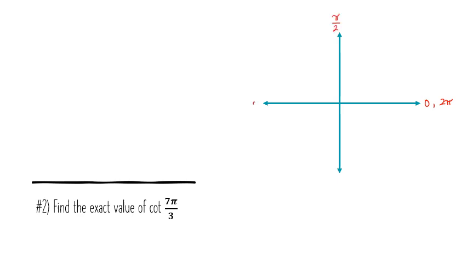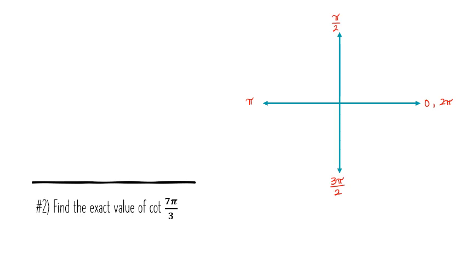Okay, usually this would be 180 degrees, but in radians, that's pi. And again, usually this would be 270 degrees, but in radians, that is 3 pi over 2.